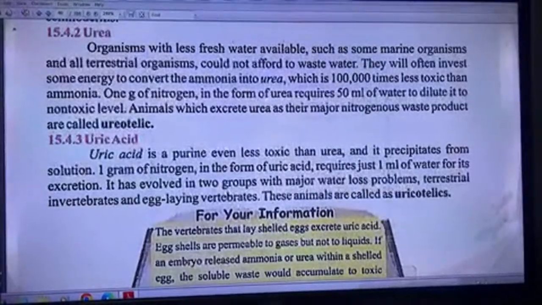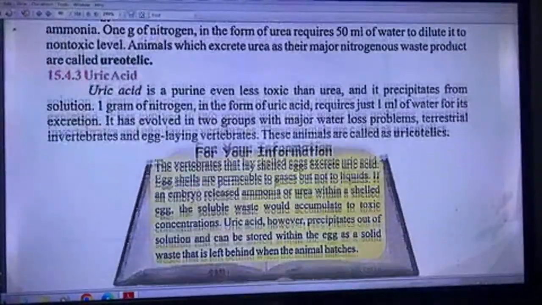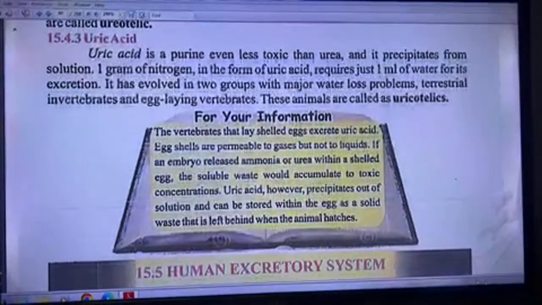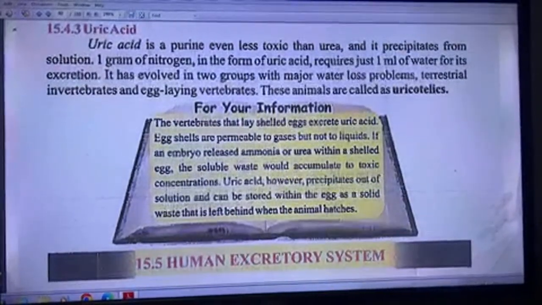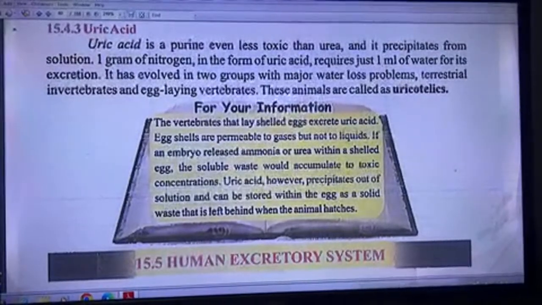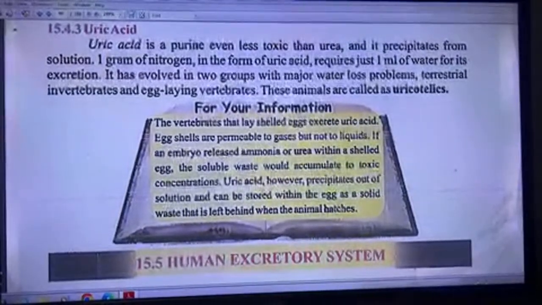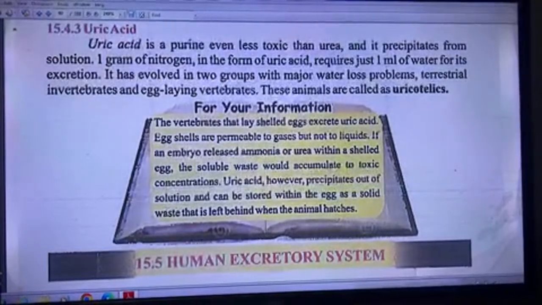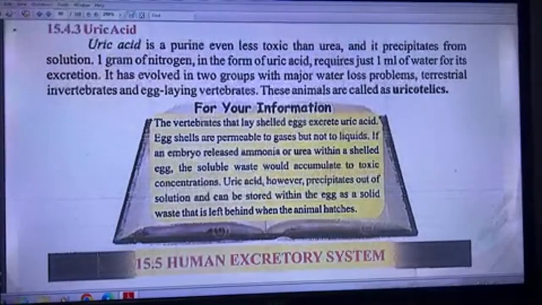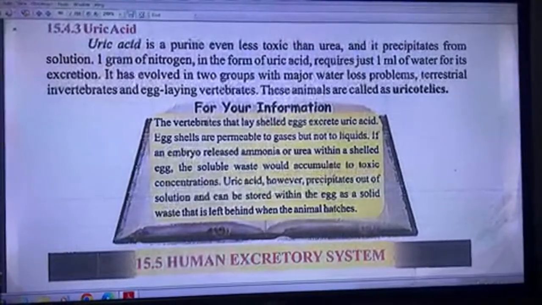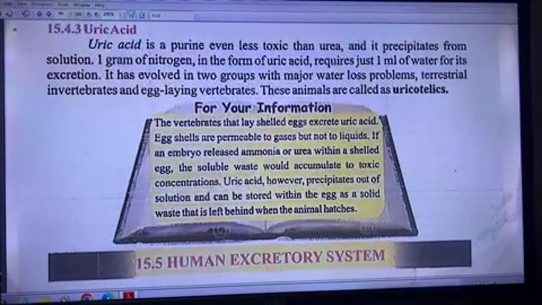Uric acid. Uric acid is a purine, even less toxic than urea, and it precipitates from solution. 1 gram of nitrogen in the form of uric acid requires just 1 milliliter of water for its excretion. It has evolved in two groups with a major water loss problem: terrestrial invertebrates and egg-laying vertebrates. These animals are called uricotelic.